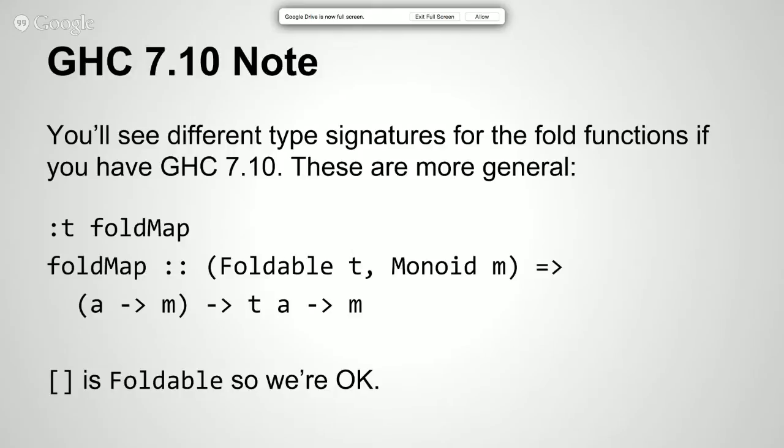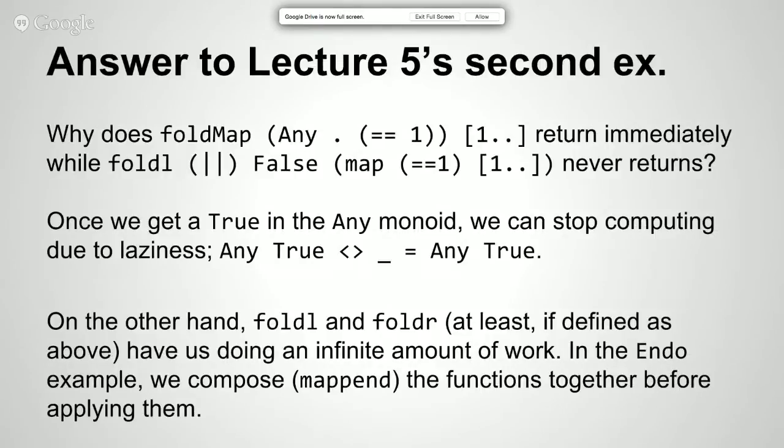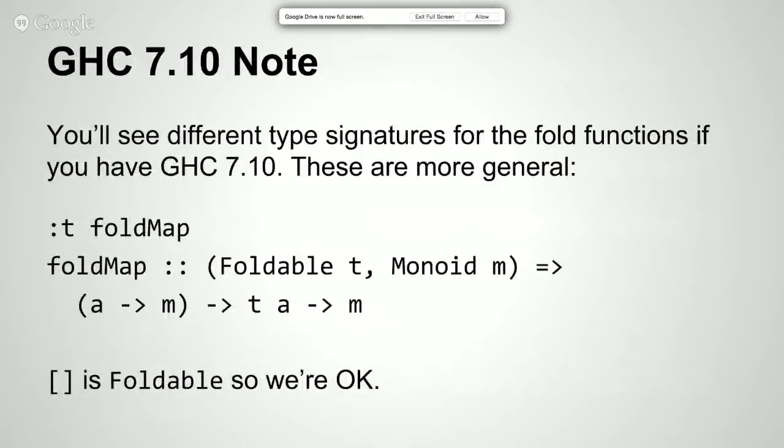Okay, so if you are using GHC 7.10, you'll notice that there's a more general type signature. Rather than foldMap being on a list, it's on a Foldable, which is a collection that you can fold across. List is Foldable, but there are other things that could be Foldable, so why restrict ourselves to lists? My point being that all of this stuff will still work. If you use 7.10, you'll just have slightly different type signatures.